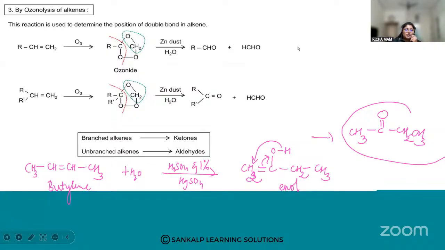Then by ozonolysis of alkene, we add one molecule of ozone, O3, across the alkene. We get an ozonide, then cleavage. It cleaves with the help of zinc dust and water to give you aldehyde and formaldehyde. So it depends: a branched alkene will give you ketone, and an unbranched alkene will give you aldehydes. Okay, so these are the reactions.